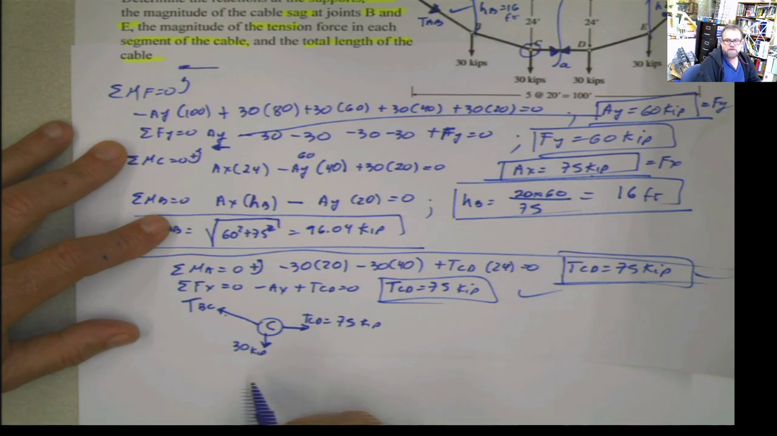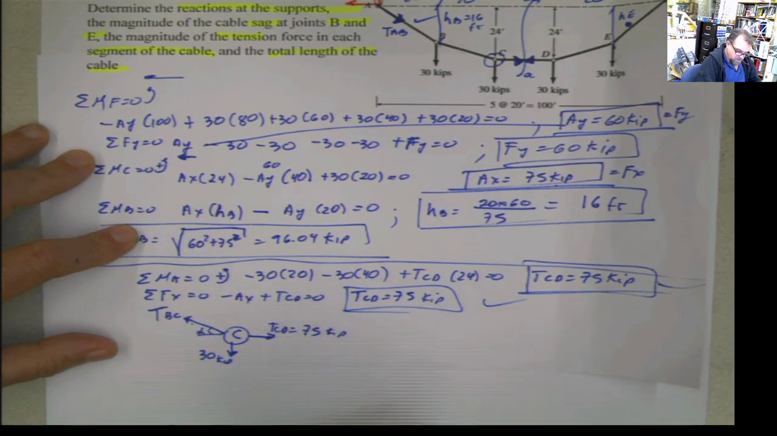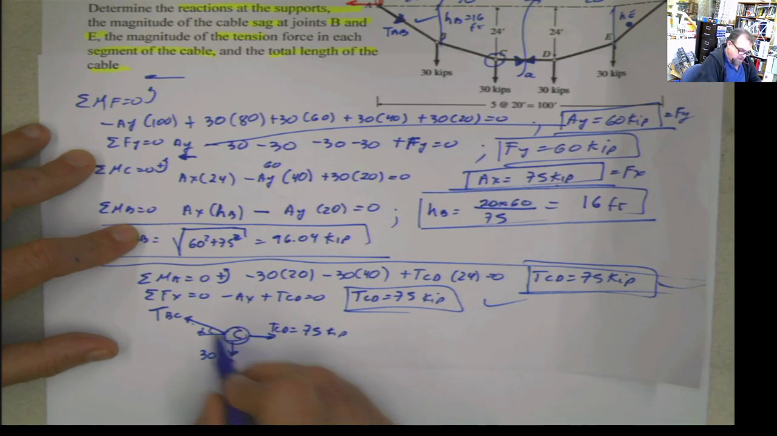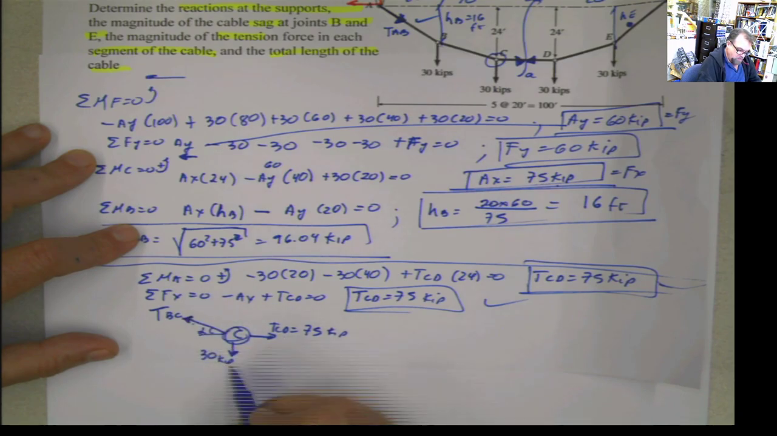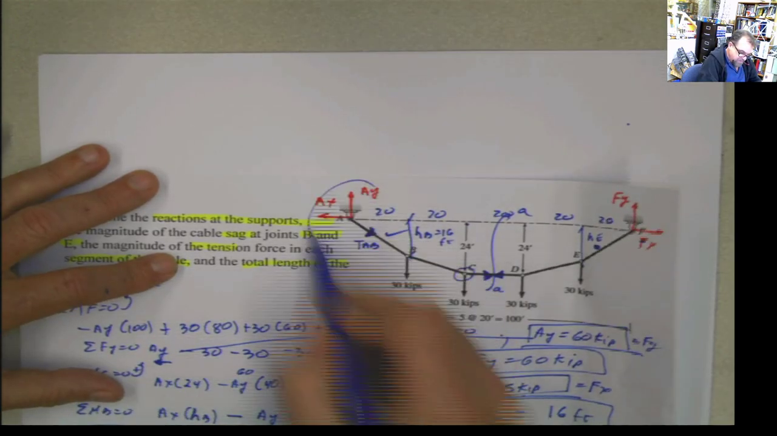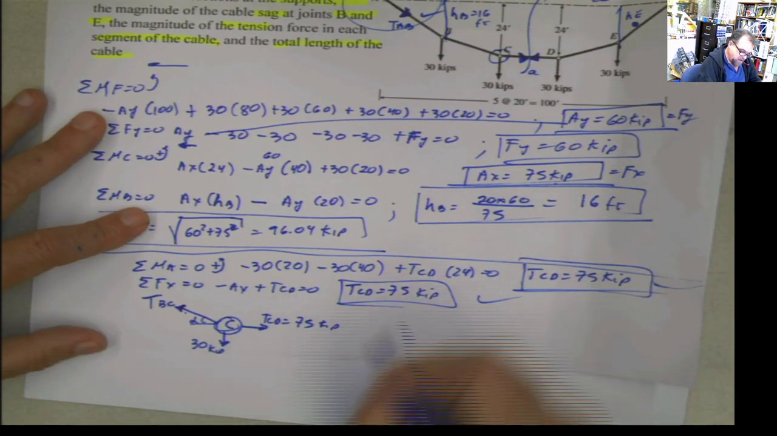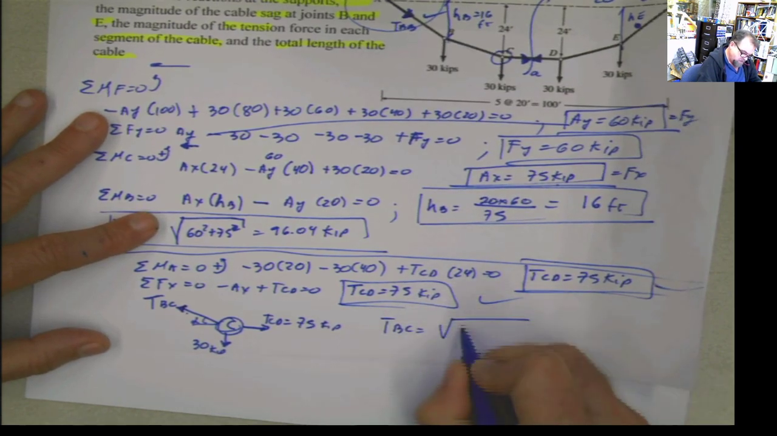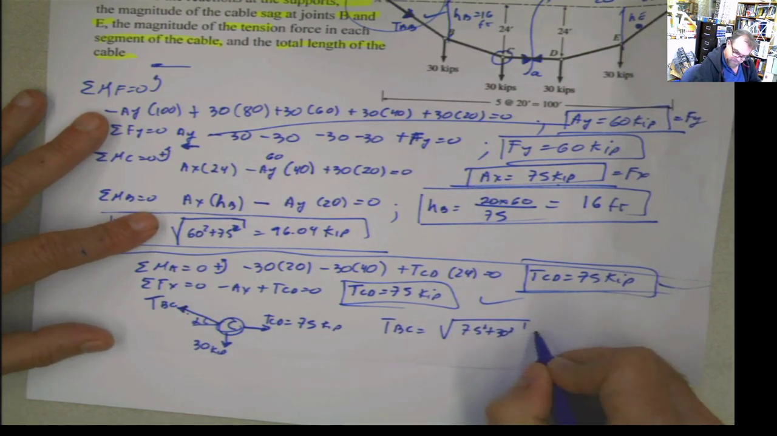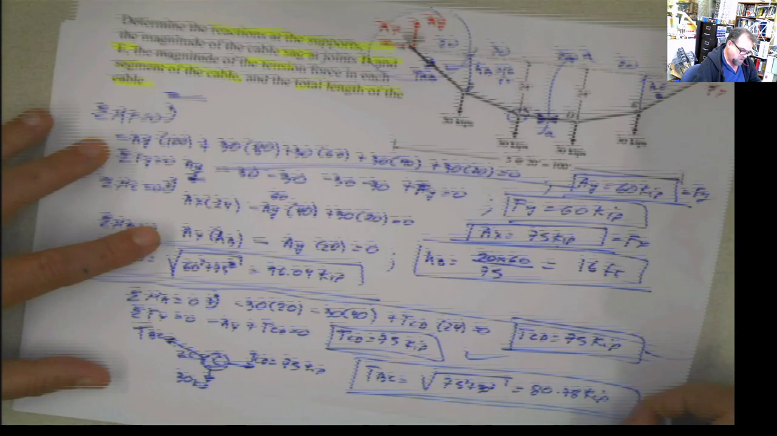Now you can start this problem like any regular problem and say, I'm going to calculate that angle alpha, and then summation of forces, and then summation of forces. Or you can just realize one more time that if you have an inclined load like that, and you have one horizontal and one vertical force, the same thing that happened here, when I told you this one is this square plus this square, is going to happen here. So I can say that TBC is the square root of 75 squared plus 30 squared, and that will be 80.78. All the tensions calculated.